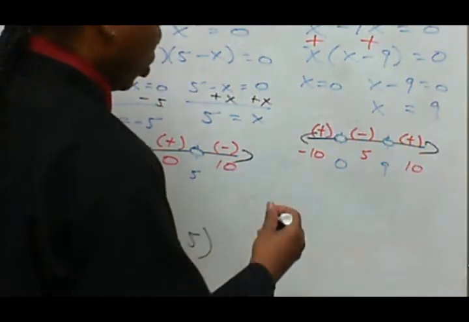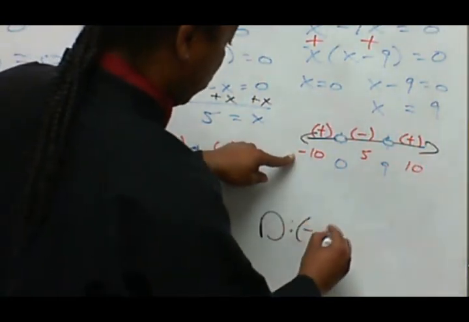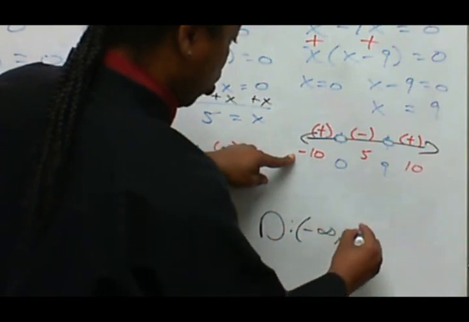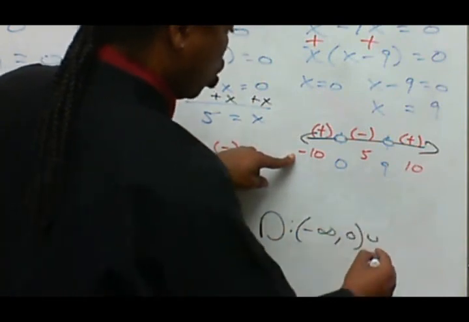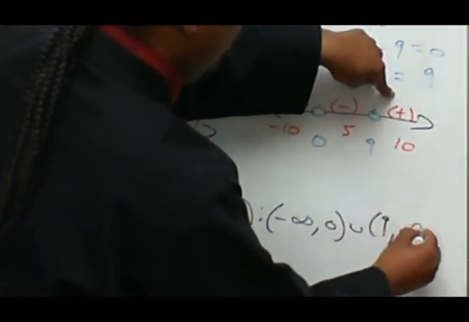So let's write up the solution. The domain will be all the numbers within here, which is negative infinity to 0 with a parenthesis, union this portion right here, which is 9 to positive infinity.